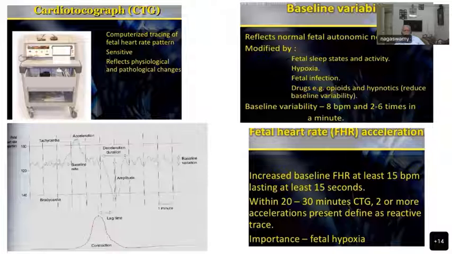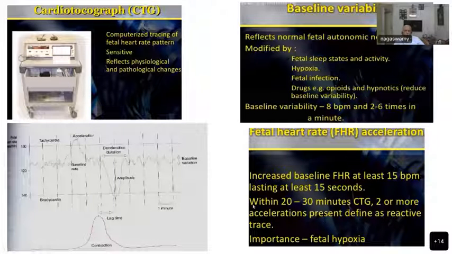Two things can happen. So this is one of the pictures that is there to show how it is drawn or recorded. And the heart rate increases by 15 beats per minute lasting 15 seconds. This is measured with the cardiotocograph, so this instrument is important for that. Within 20 to 30 minutes of CTG, 2 or more accelerations is defined as a reactive trace. The importance is it indicates fetal hypoxia.